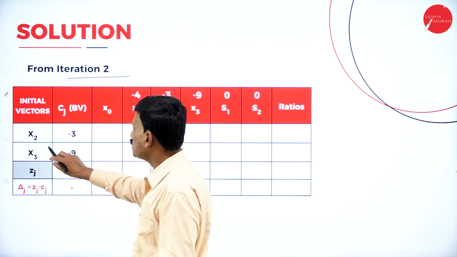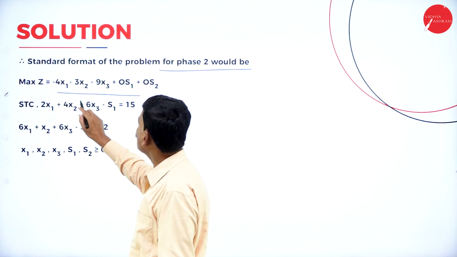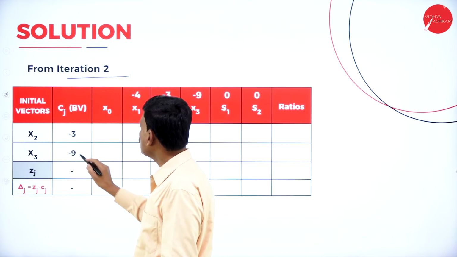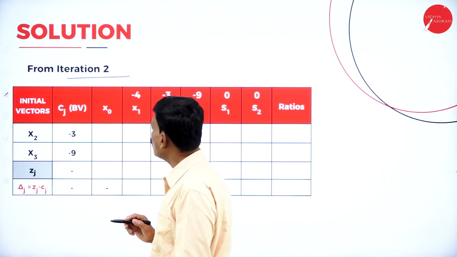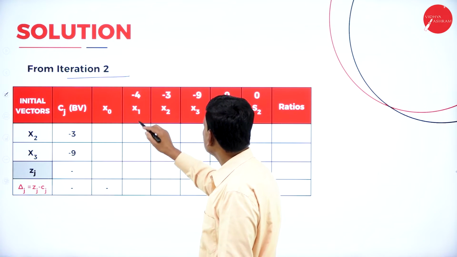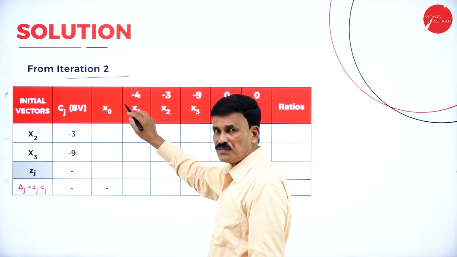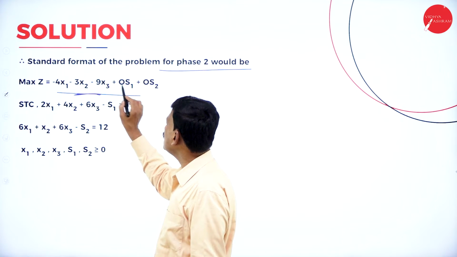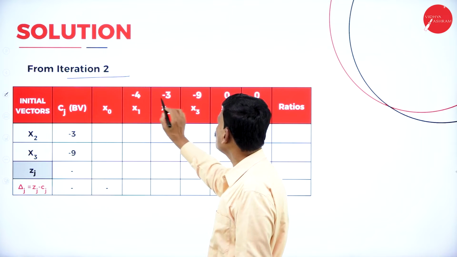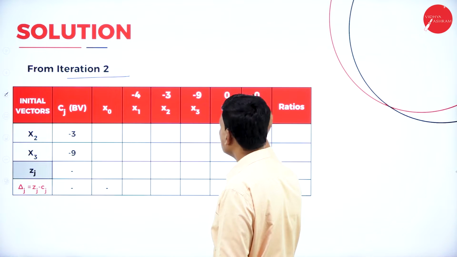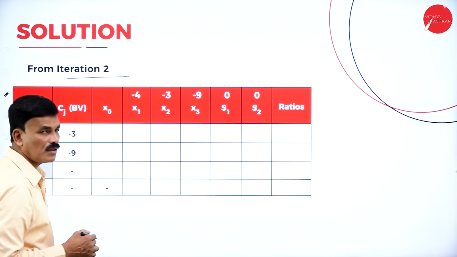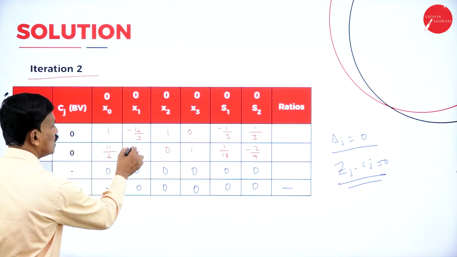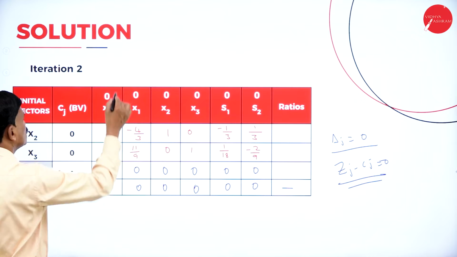Write down the coefficients of x2 and x3. Here the coefficients of x2 and x3 are minus 3 and minus 9. And the coefficients of the objective function are minus 4, minus 3, minus 9, 0 and 0. The values for the table are from this table. So, these values are considered from iteration number 2.